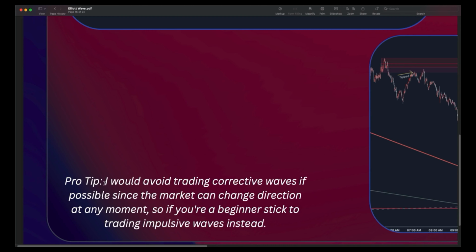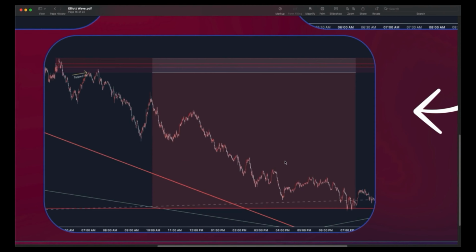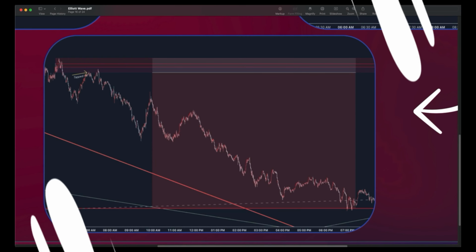Another little pro tip here is I would avoid trading corrective waves if possible, since the market can change direction at any moment. Basically what I just told you earlier. So if you're a beginner, stick to trading impulsive waves instead. And this also applies to advanced traders. Stick to trading impulsive legs. Please stick to that. Plus you get way better risk to rewards than this. If you think this is good, imagine catching an impulsive wave. So on to the next.